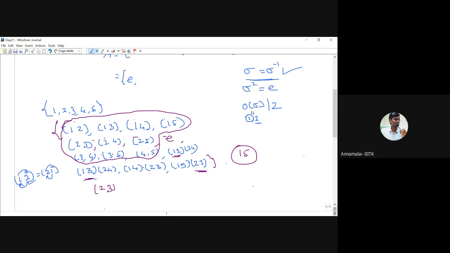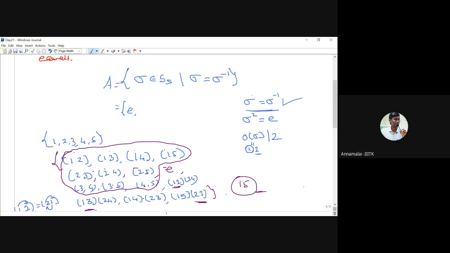So how many permutations do we get? 15. So there are 15 permutations satisfying sigma equals sigma inverse. Sigma equals sigma inverse means the condition sigma squared equals identity is satisfied. That means the order of sigma divides 2. Therefore, the possible order of sigma is either 1 or 2. Order 1 is nothing but the identity element. Next, we have to find the number of permutations whose order is 2.